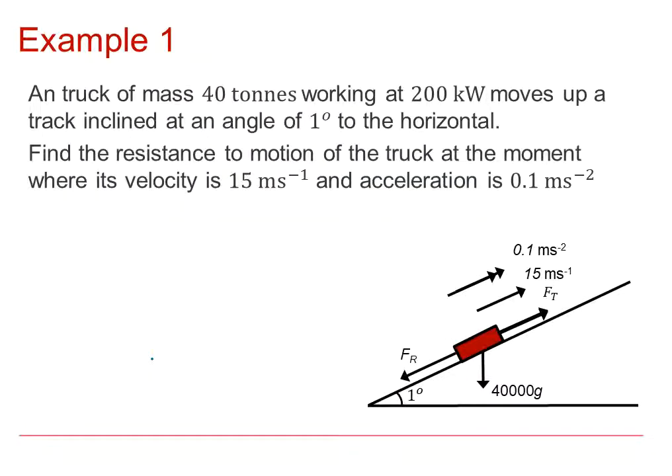So we have a truck of mass 40 tons working at 200 kilowatts moving up a track inclined at 1 degree to the horizontal. Find the resistance to motion of the truck at the moment when its speed or velocity is 15 meters per second and its acceleration is 0.1 meters per second squared. So again, we're taking a snapshot of the journey, and at this snapshot it's travelling at 15 meters per second with an acceleration of 0.1 meters per second squared, and we want to know how big the resistive force is.